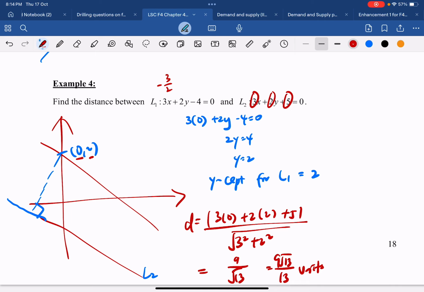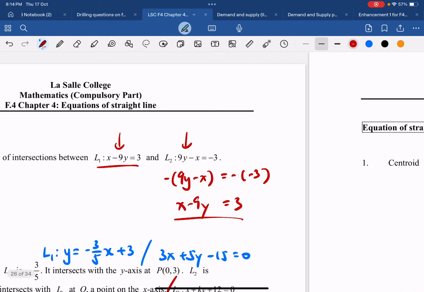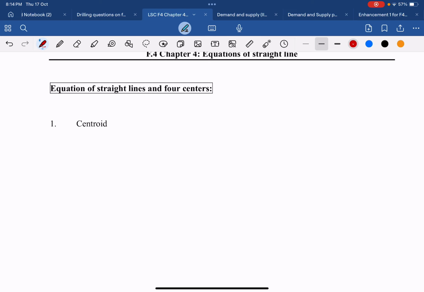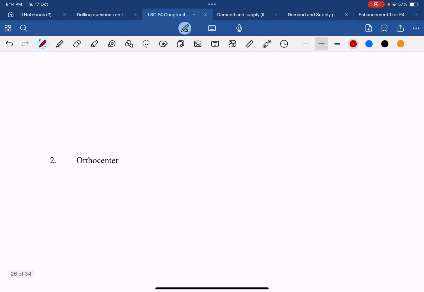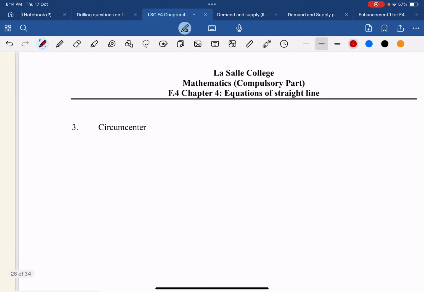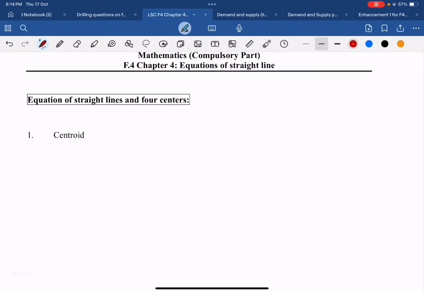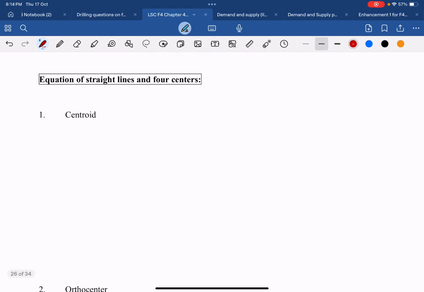Okay? And then we come to an important part, which is the four centers. Okay, so we got centroid, orthocenter, circumcenter, and incenter. So at this moment, orthocenter and circumcenter, like the second and the third one, are the most important. Incenter, you don't really need to know much at this moment, since they usually will cross topic with circle, but you have not learned circle. And then centroid is too easy, so usually the question would be on orthocenter and circumcenter, so you can put a star on it.